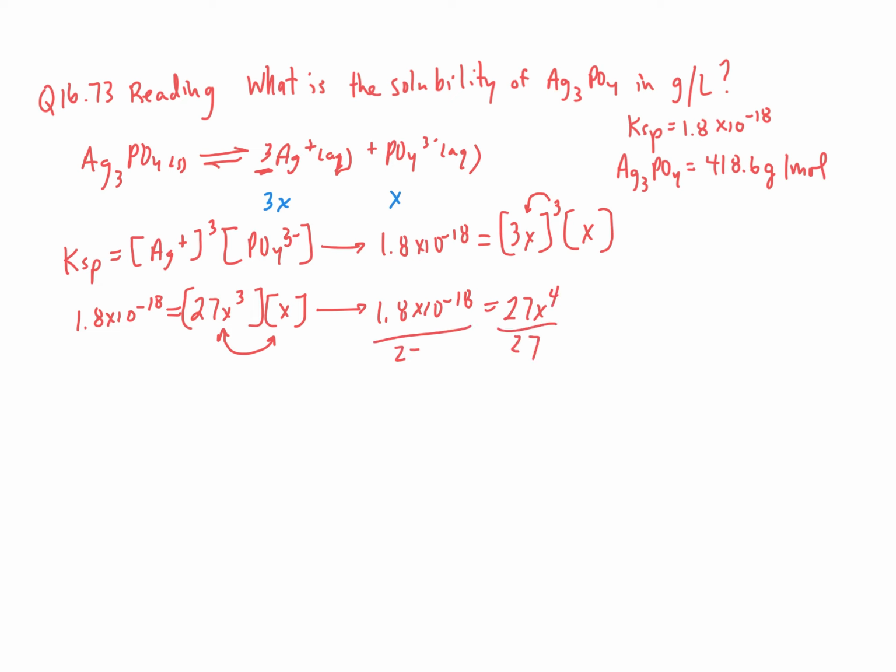Divide both sides by 27, and we get x to the 4th equals 6.67 times 10 to the minus 20. Then we're going to take the 4th root of both sides to get x by itself to find that x is approximately 1.607 times 10 to the minus 5. And that's my concentration. What is x? X is my concentration of phosphate in solution.